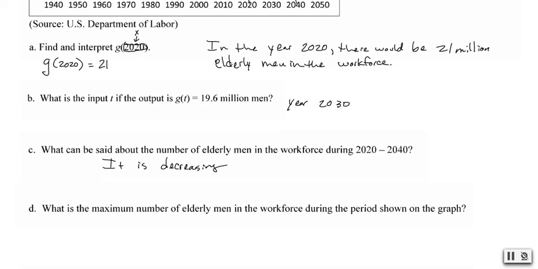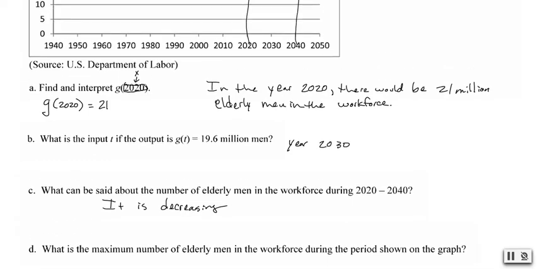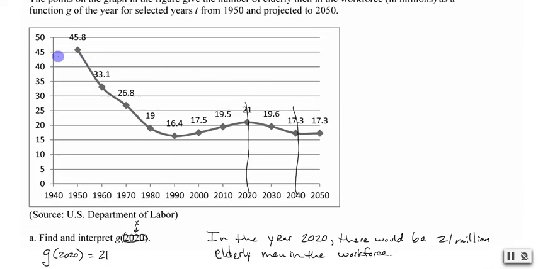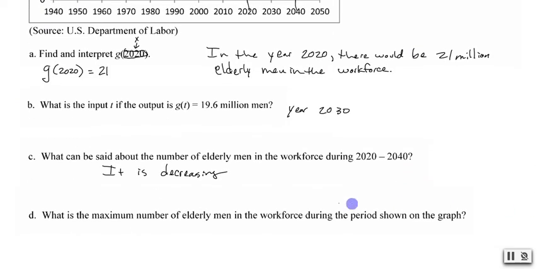What is the maximum number of elderly men in the workforce during the period shown on the graph? Well, we want to find the highest y value, since the y value pertains to the number of elderly men in the workforce in millions. And so that's 45.8 million, make sure you say million, men. Okay, and they didn't ask what year that was. They just said, what is the maximum number of elderly men in the workforce? So that's all they want, is the number of millions of men.